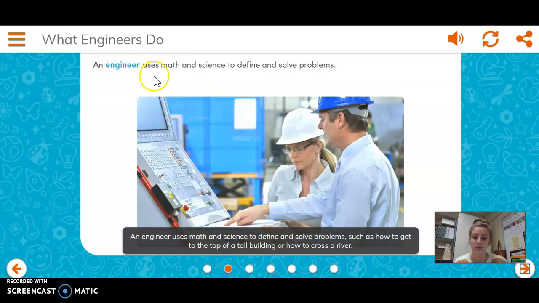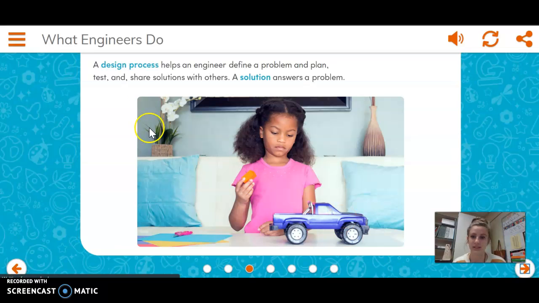So an engineer uses math and science to define and solve problems, such as how to get to the top of a tall building or how to cross a river. Engineers may solve different problems, but they always use a similar set of steps called a design process. We'll learn what the design process is.